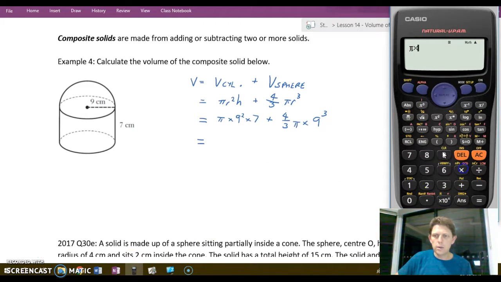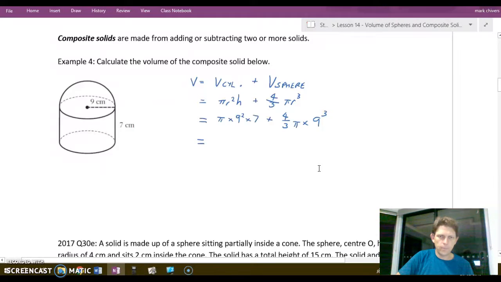So pi times 9 squared times 7 plus 4/3 times pi times 9 cubed. Plug that through. So we are rounding to the first decimal point, 4834.9. And that is in centimeters cubed. And obviously I haven't been writing this enough. I'll put there that I've rounded that to 1 decimal place.